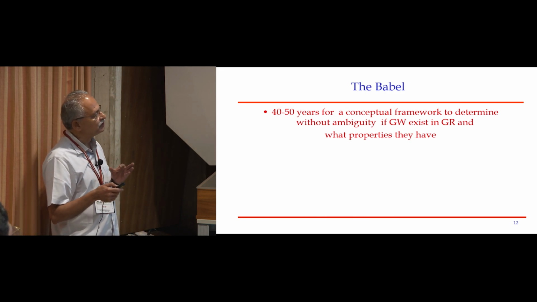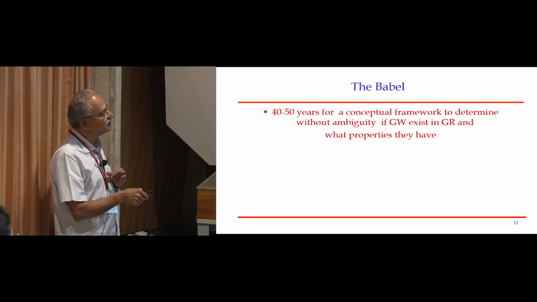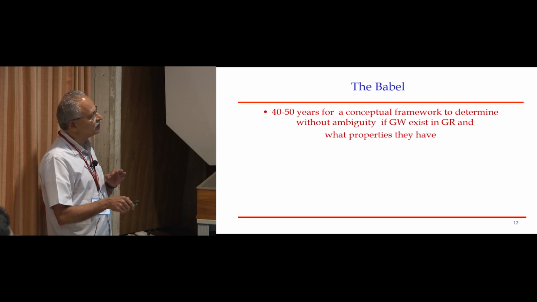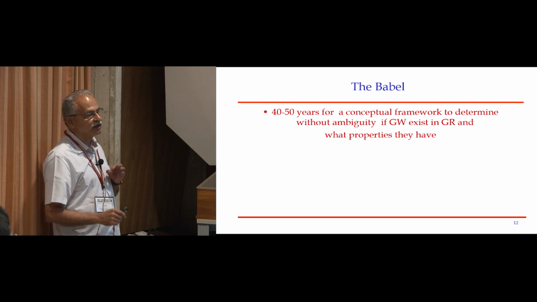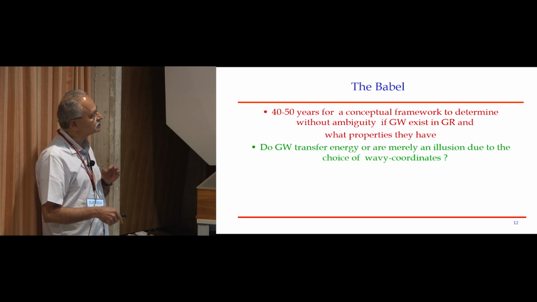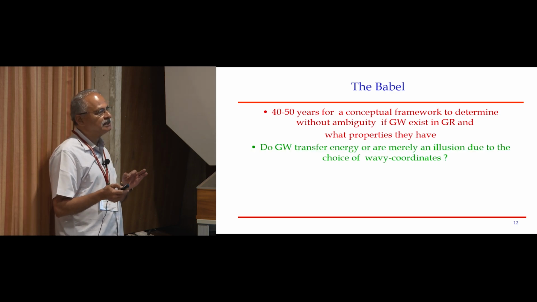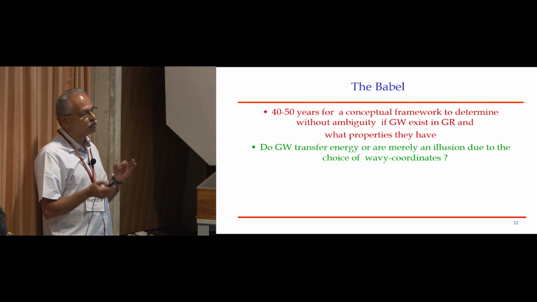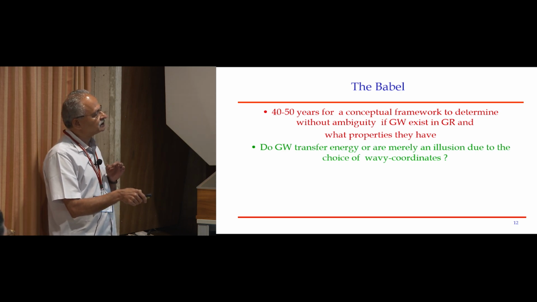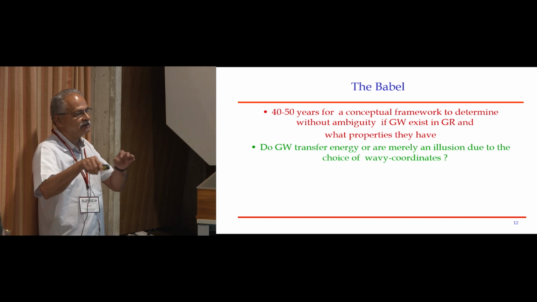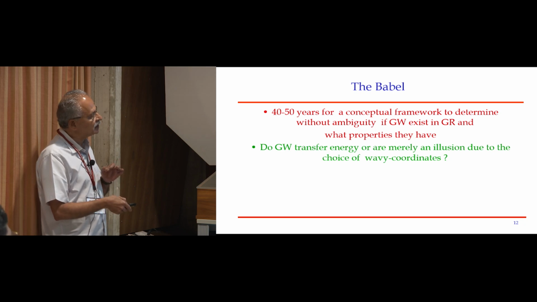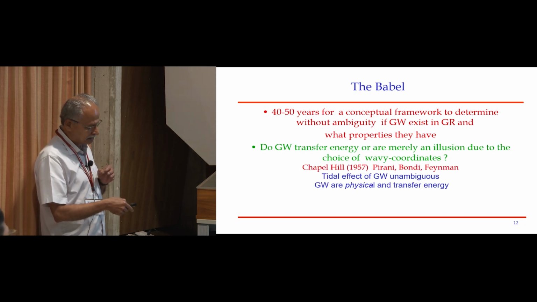Einstein predicted gravitational waves very early, but it was almost 40 to 50 years before a conceptual framework could say without ambiguity that gravitational waves exist in GR and what are the properties of those gravitational waves. So you can see that the theoretical understanding also took about 50 years. The basic question is, in general relativity, you can use any coordinate frame. So the whole question is, when you have gravitational waves, do they really transfer energy or are they just an illusion because you are choosing coordinates which are wavy? So whether it's a gauge effect or whether it's a physical effect, this was the basic challenge and it almost took 50 years to really get cleared.